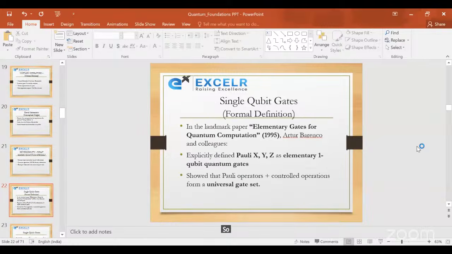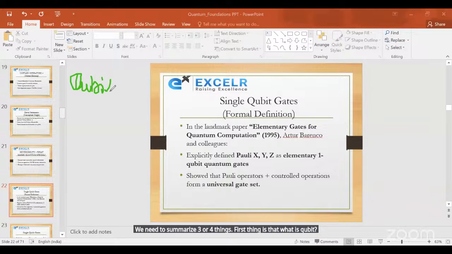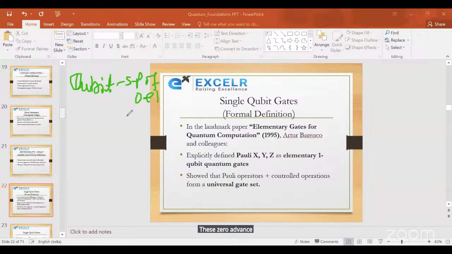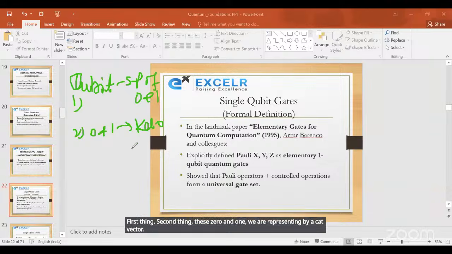Now coming to the single qubit gate. Two types of gates are there. First I will summarize the qubit. For the single qubit gate, we need to summarize three or four things. First thing is what is a qubit? A qubit is a superposition of 0 and 1. These 0 and 1 we can represent by a ket vector. Second thing, these 0 and 1 are represented by ket 0 and ket 1.